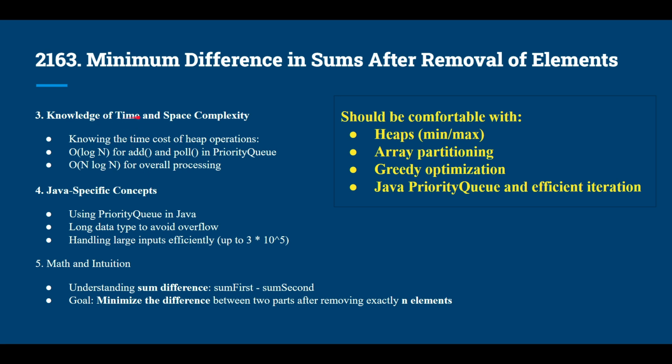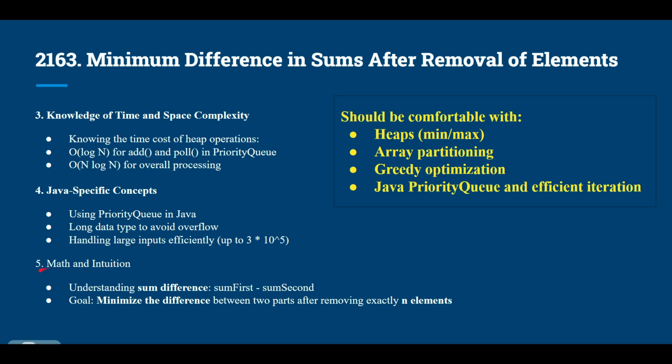If you see the time and space complexity for the heap operations, to add a value it takes log n, and for add and poll in the priority queue, the overall process takes n log n. In Java it's very easy to use a priority queue, and it helps you avoid data type overflow. It will handle large input up to 3 into 10 to the power 5, so it is a very good data structure to use in Java.